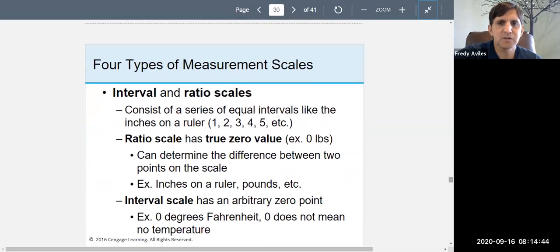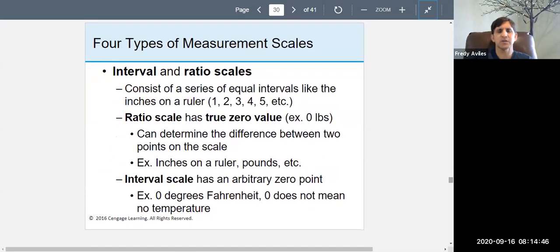And then we have interval and ratio scales. This might be a little bit confusing because we're going to talk about them kind of together because they are very similar. There's one difference between them. Interval and ratio scales. Here, what you're really talking about are things that are measured according to a number. Okay, so interval and ratio scales consist of a series of equal intervals like inches on a ruler. So inches on a ruler, right? 1, 2, 3, 4, 5, right?